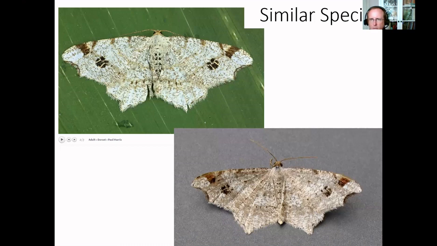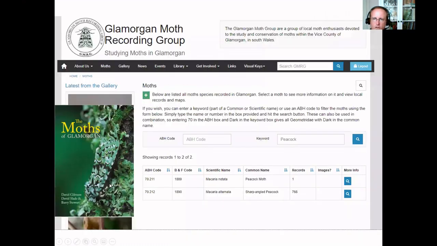But the other piece of the puzzle that I alluded to is the local information. So what's the distribution of those locally? If you look at the Moths of Glamorgan, we do actually include Peacock Moth records with the proviso that we believe that there's an awful lot of misidentification going on, and subsequent to asking for evidence of Peacock Moth by way of photographs, we had no further records.